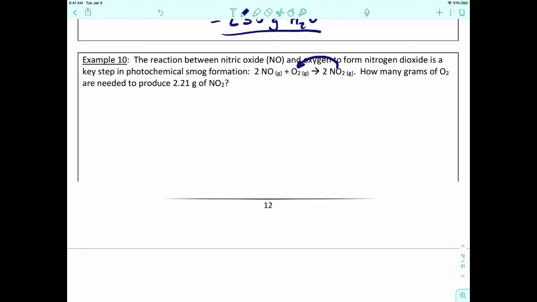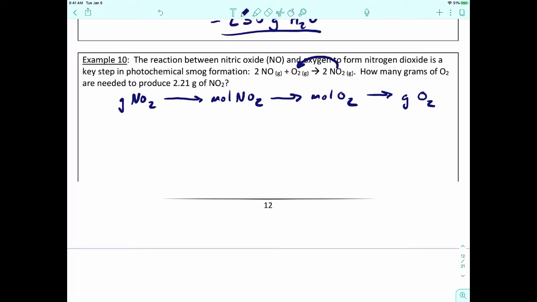So the setup is going to be pretty similar to what we just did in the last problem. We're going to start with grams of NO2, and what we're going to do is convert that from grams of NO2 to moles of NO2. Once we're in moles of NO2, we can convert to moles of oxygen, and then we'll convert that to grams of oxygen. Now how do we do all this?